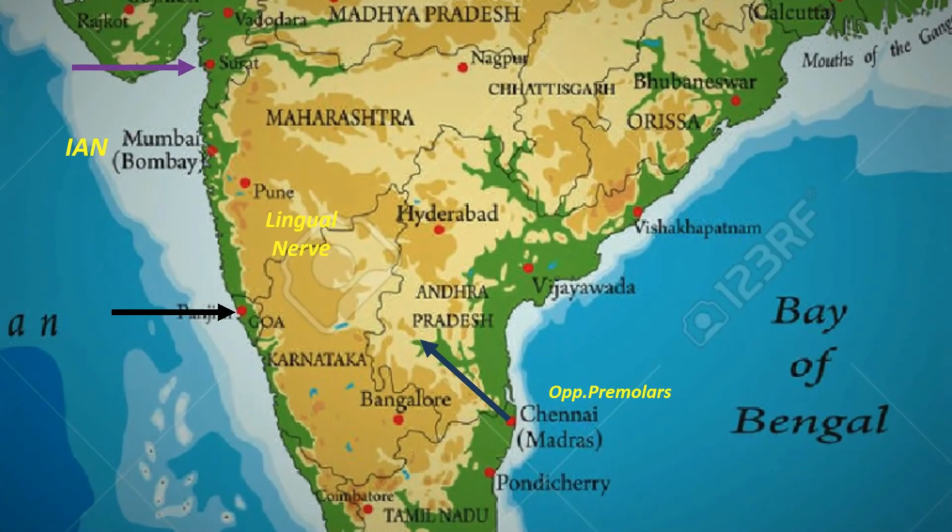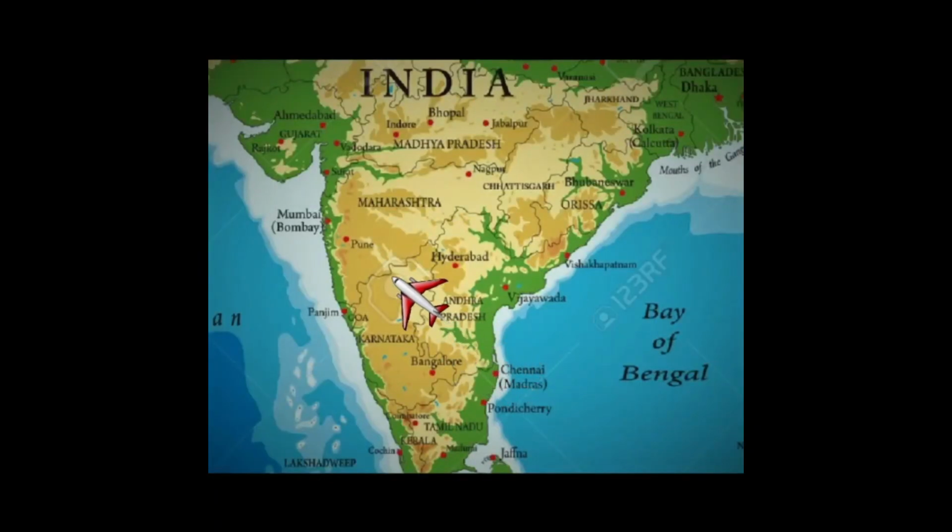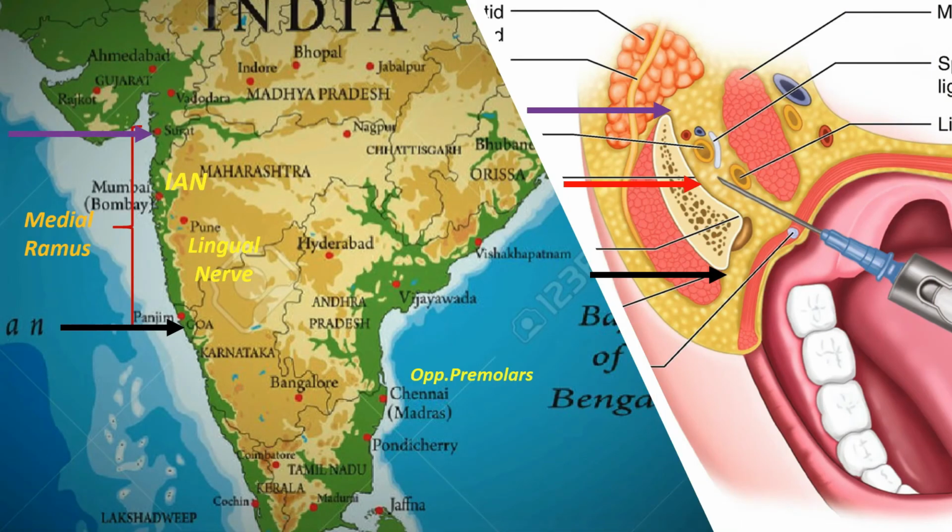Now the syringe has to travel from Chennai to reach Mumbai. Imagine you are boarding a flight from East Coast Chennai to West Coast Mumbai to anesthetize the inferior alveolar nerve and come back to Pune to anesthetize the lingual nerve. Considering the India map as medial ramus could be an easy way to remember the landmarks of inferior alveolar nerve block. Recently, I saw a video by Professor Stanley Malamed where he tried with the United States map, and this inspired me and I tried on our Indian map.